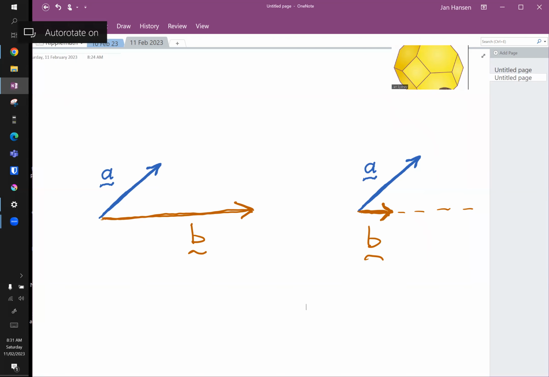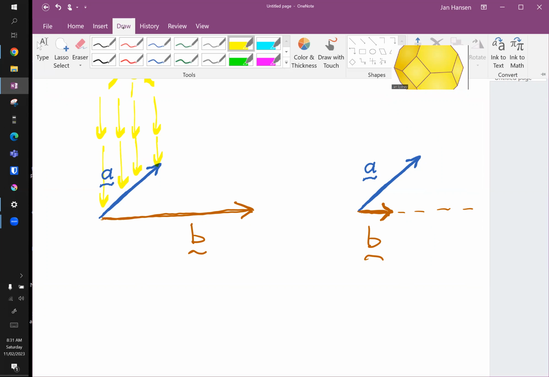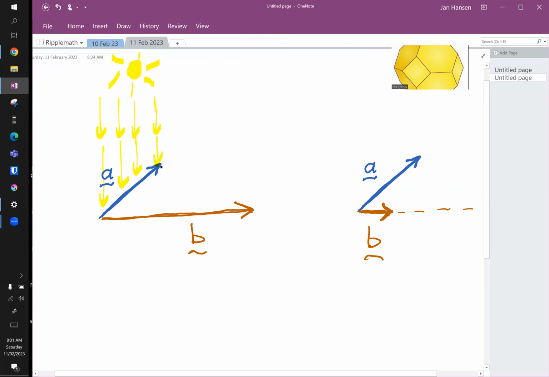And the way we're going to look at this, I'm going to think about the sun. So let's draw a sun. The sun is up here, and it's so high up for us that all the rays of the sun come down pretty much parallel. So there's going to be a nice shadow. That's the same for the other diagram as well.